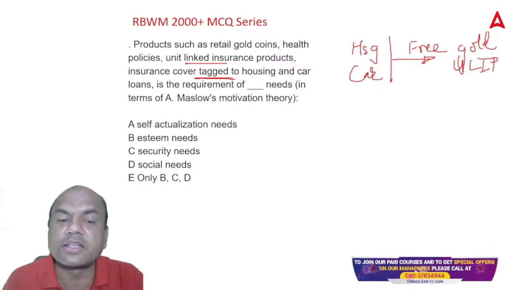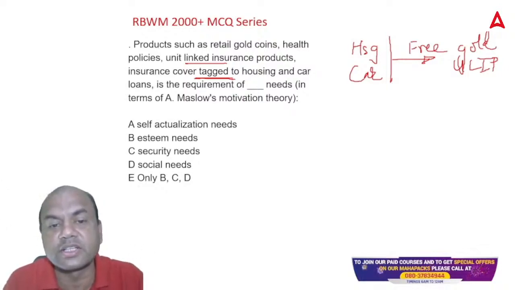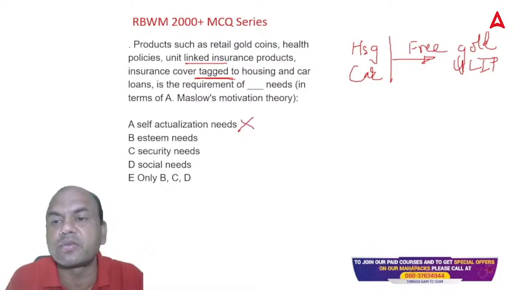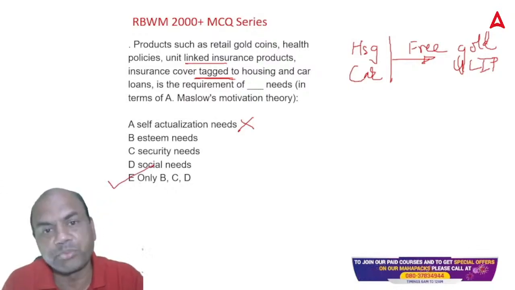Remember, self-actualization is a senior person above all these categories. So this person does not need all this tagging and everything. It's only esteem, security and social. So the answer is E.